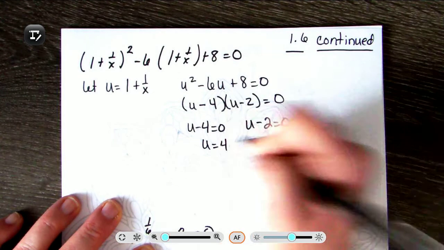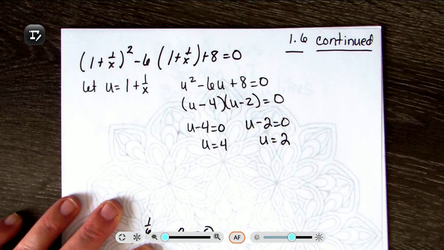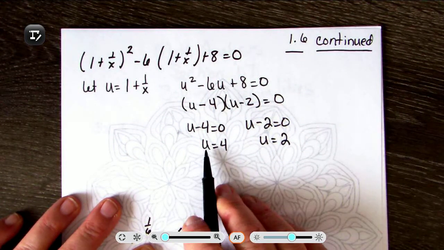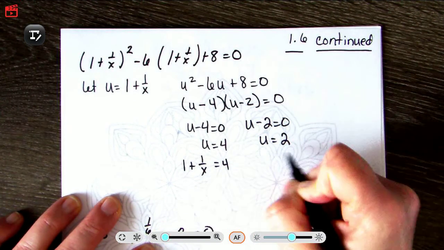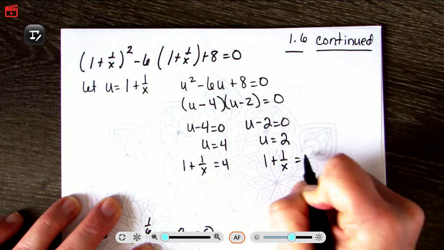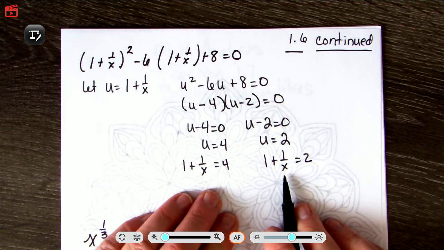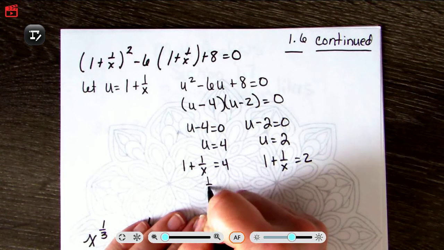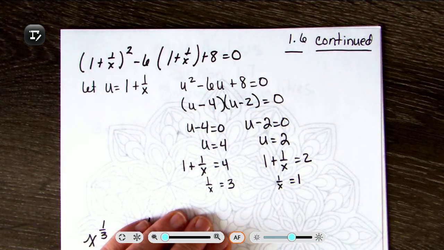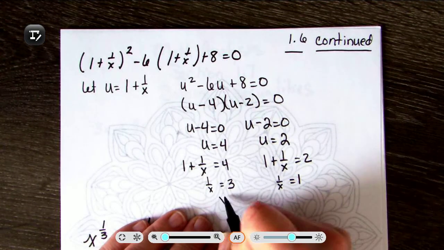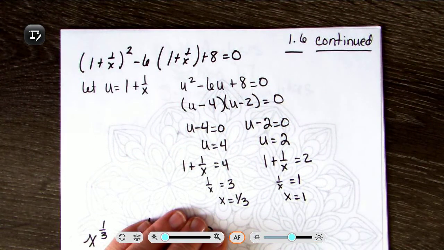setting each factor equal to 0. U is equal to 4, so I added 4 to both sides, or adding 2 to both sides, u is equal to 2. But we aren't solving for u, we're solving for x. So 1 plus 1 over x equal to 4, and 1 plus 1 over x equal to 2. Subtracting 1, I'm going to do that in both of these little fractions. So subtracting 1, we get 1 over x equals 3. Here we get 1 over x equals 1. And I can take reciprocals of both sides. So x is a third, and x is equal to 1. So there are my 2 answers.